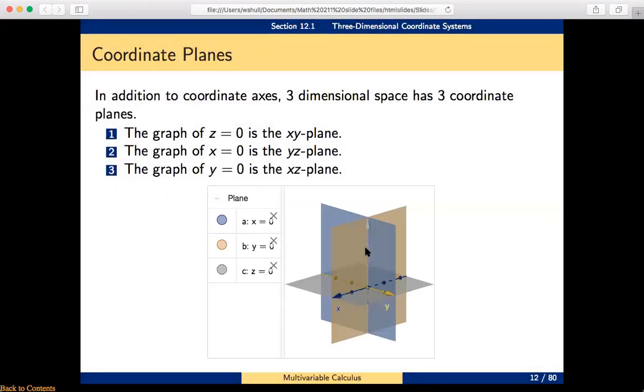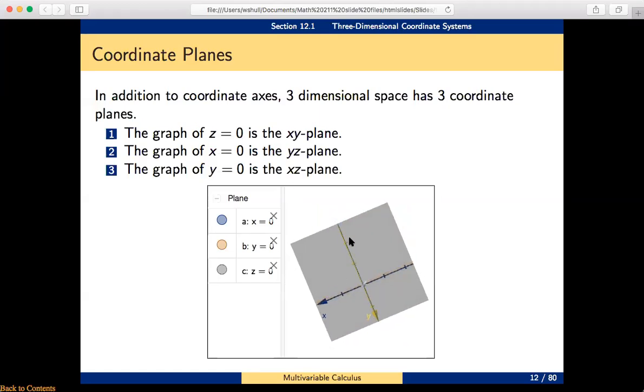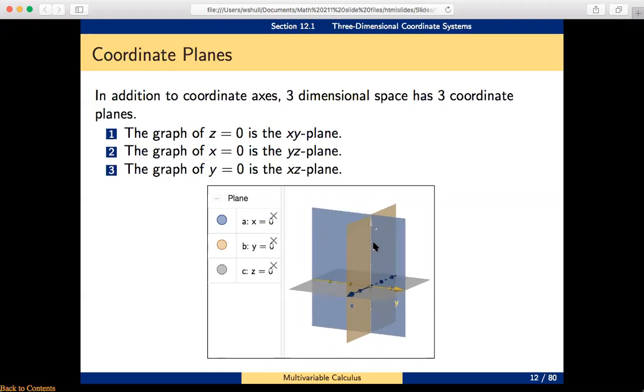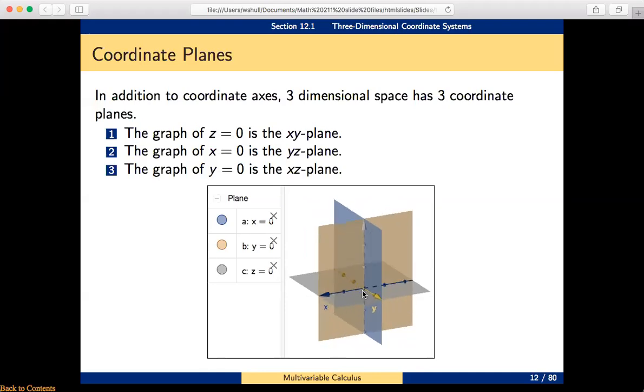I now want to say a little bit about coordinate planes. The graph of z equals 0 is the xy plane. That's the one you see in gray here. The graph of x equals 0 is the yz plane. That's the one you see in blue. And the graph of y equals 0 is the xz plane. That's the one you see in yellow. Now, in this case, the xy plane and the z-axis are both gray. The yz plane and the x-axis are both blue, and then the xz plane and the y-axis are both yellow.